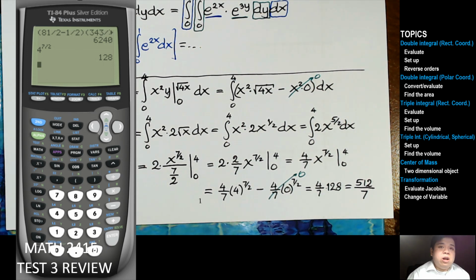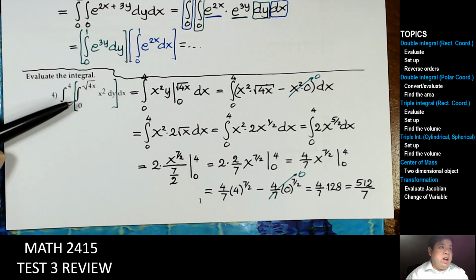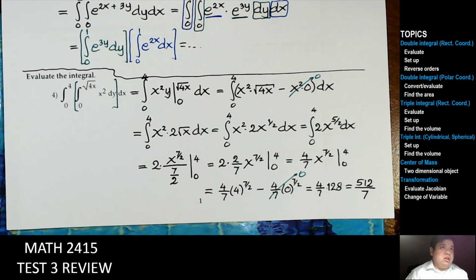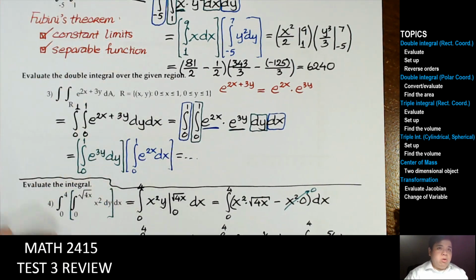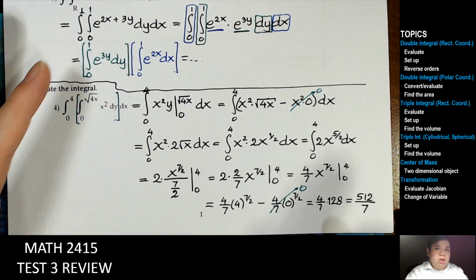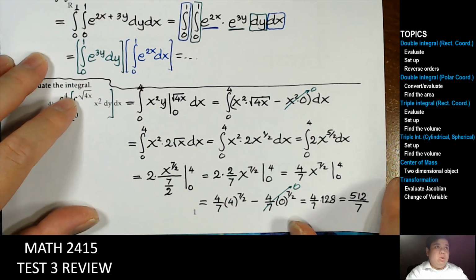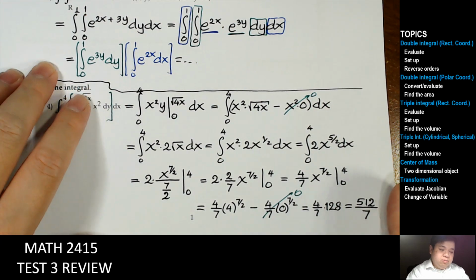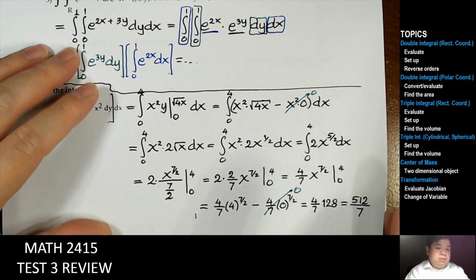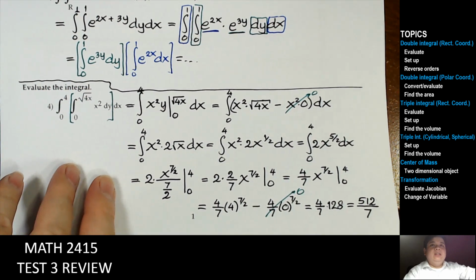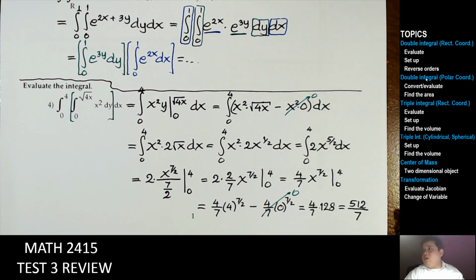Right, so this one is not for Fubini's theorem because we don't have the constant limits. If it is the constant limits and the function separable, we should group all the x together, all the y together, and evaluate it, then find the product. If not, we just have to integrate without it. Right. So that is the integral. Evaluate double integral in rectangular form.